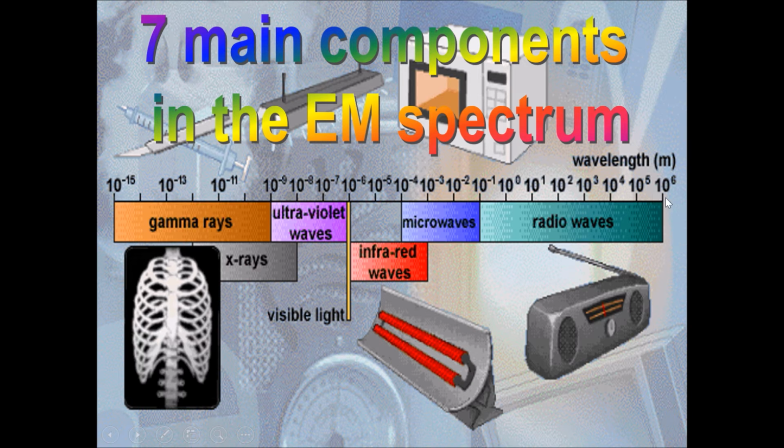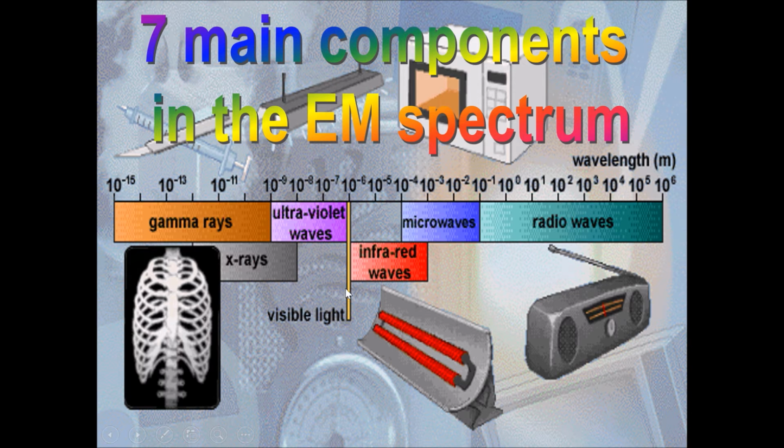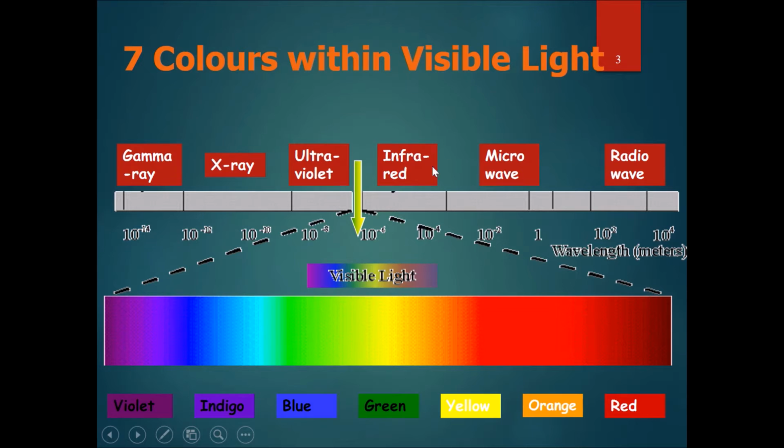the hundreds of kilometers. Within visible light itself, there are 7 colors. Like the little band that we had over here, you can split these into 7 different colors. And these 7 colors are violet, indigo, blue, green, yellow, orange, and red.